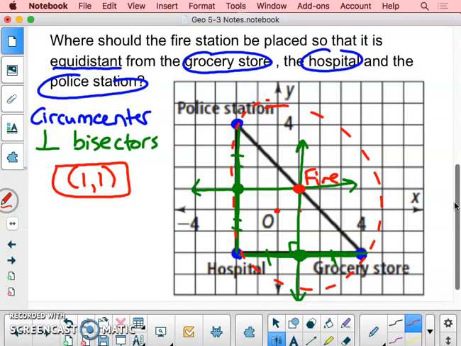Okay, so that's just a quick review of circumcenter.